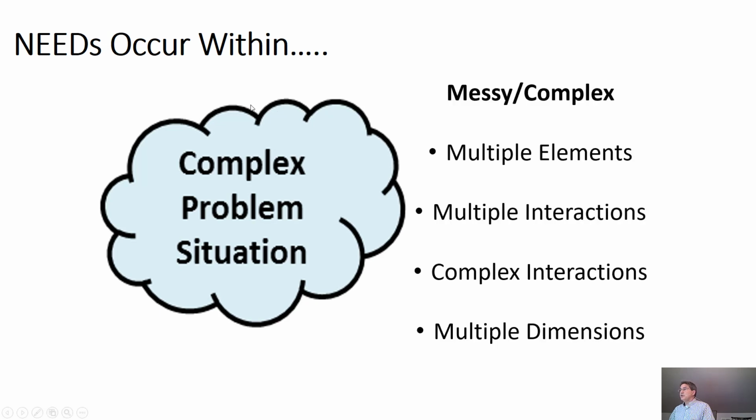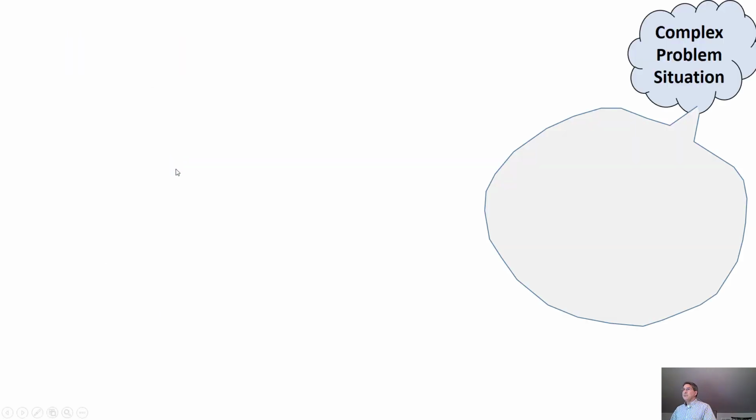A lot of times I refer to it as a messy, complex situation, because the real world is messy. There's all kinds of elements in the problem situation, and in those elements, there's multiple interactions going on. Those interactions are very complex, and there's all kinds of dimensions. There's cost involved, there's schedule involved, there's different people and politics. All that stuff goes together to create this messy situation. And in the middle of that complex situation, there's a customer. That customer has a need. Something is not the way it should be. They want something to be different.